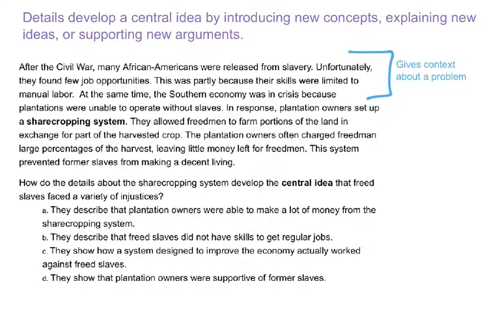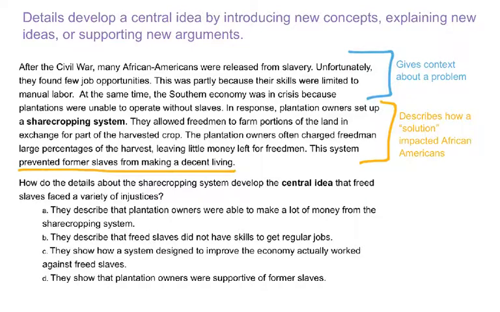In response, plantation owners set up a sharecropping system. They allowed freedmen to farm portions of the land in exchange for part of the harvested crop. The plantation owners often charged freedmen large percentages of the harvest, leaving little money left for freedmen. This system prevented former slaves from making a decent living. This part of the paragraph describes a potential solution to the problem, the sharecropping system. It also describes how that solution actually hurt former slaves by preventing them from making a decent living.